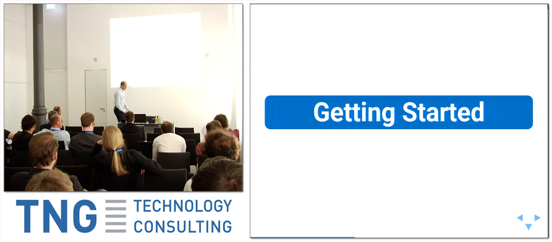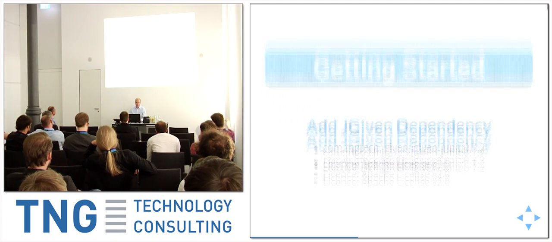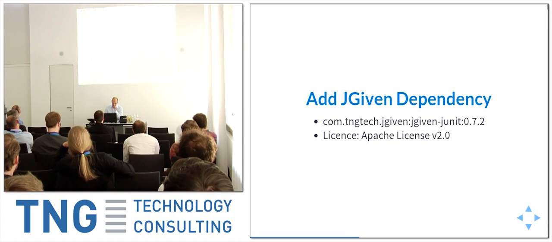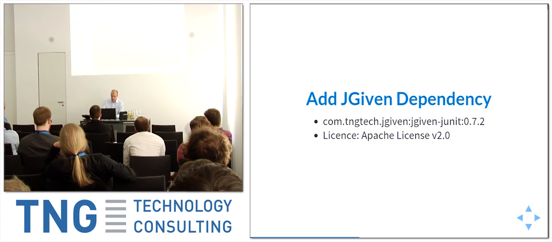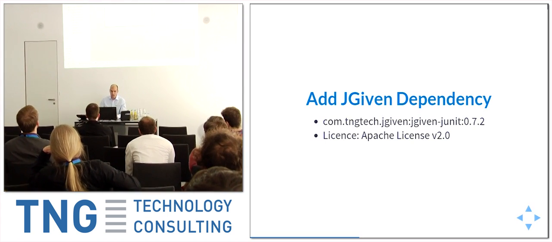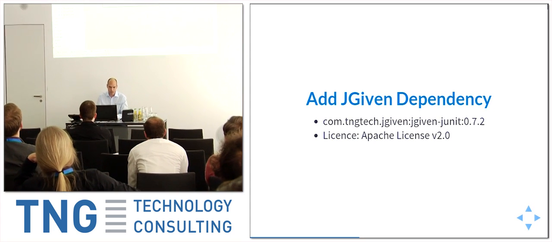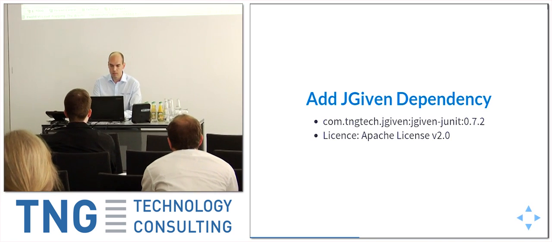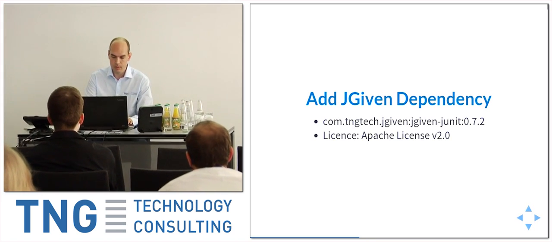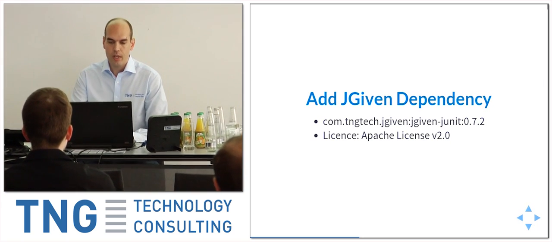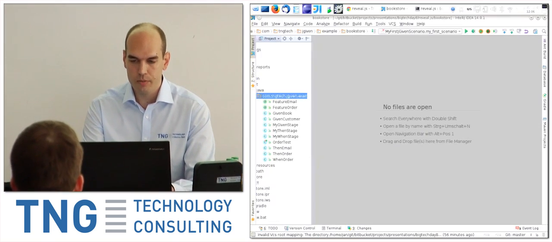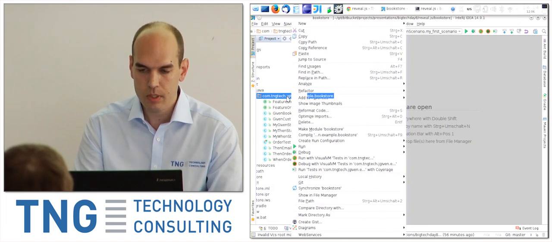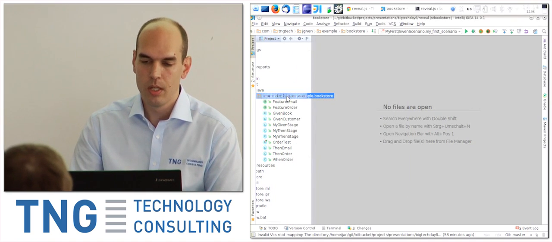Okay, so let's try. This is the bookstore example which I showed you before. And the first thing is you have to create a test class. I will switch to presentation mode. Okay, and what you have to do first is to extend from ScenarioTest. That's a predefined class from JGiven.